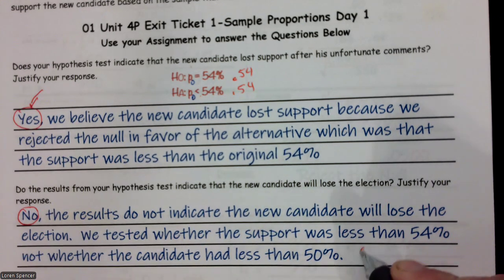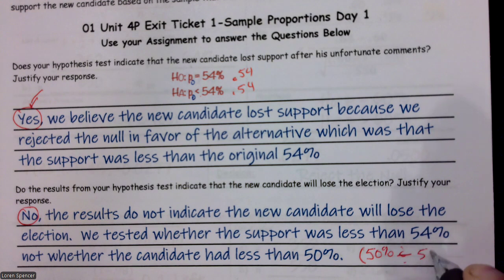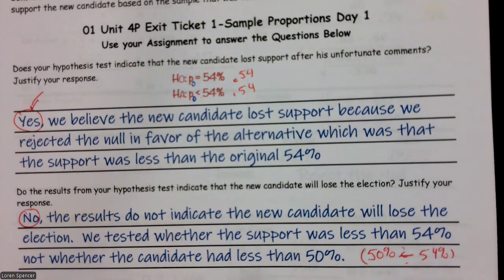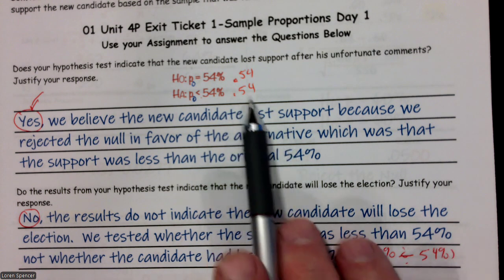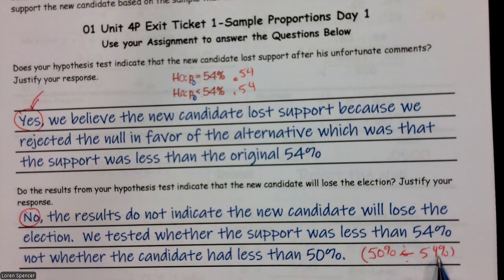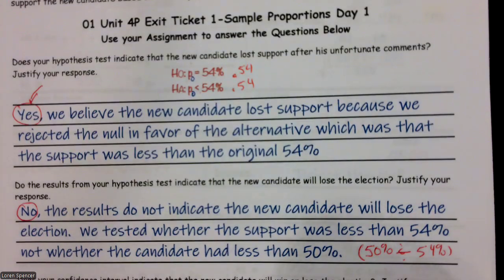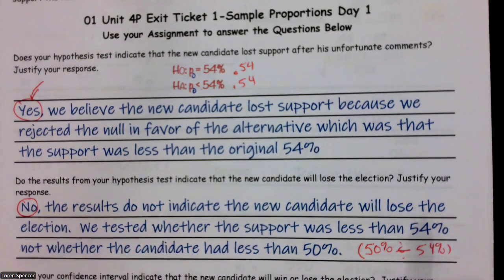So it's possible, we don't know this, but the candidate has somewhere between 50 and 54%. It's possible that his support lies in that range. And if it does, he's going to win the election. But we just said that no, we know it's not higher than 54%. It was 54%, but he lost some support because he said stupid things. Not that a politician would ever do that.